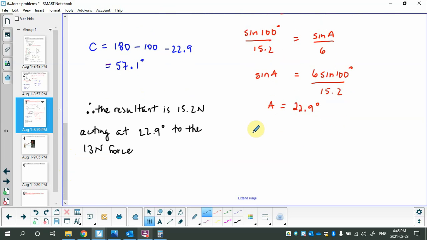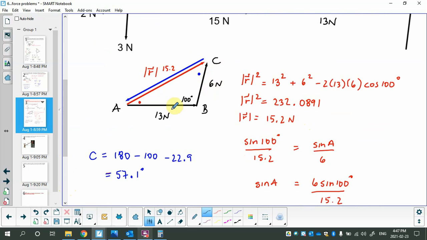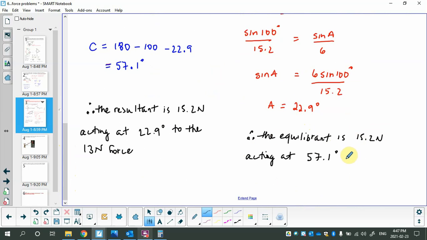I can also say, therefore, the equilibrant is 15.2 newtons, acting at 57.1 degrees, and that 57.1 degrees is compared to the 6 Newton force. And there you have forces.